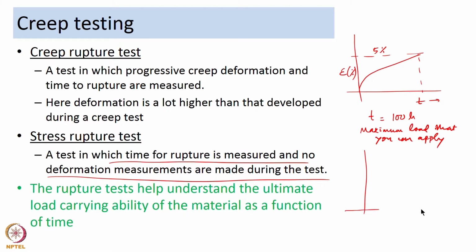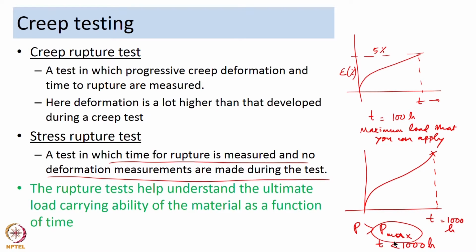That means you know what is the load carrying ability of the material. And in the second case, if you have defined the sample up to rupture, and you are saying that you want a time to rupture of 1000 hours, then again you know how much is the maximum stress that the material can take, so that it provides you at least a time of 1000 hours. So, here if your load exceeds P max, then your time to rupture will become less than 1000 hours. P max is the maximum load that the material can take, so that it provides you a time to rupture of 1000 hours.